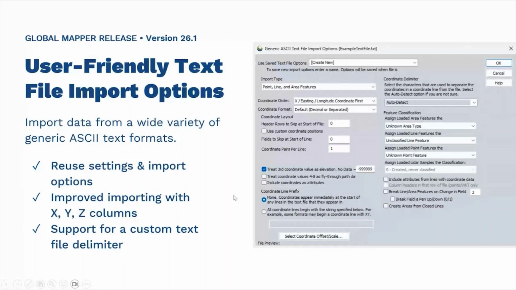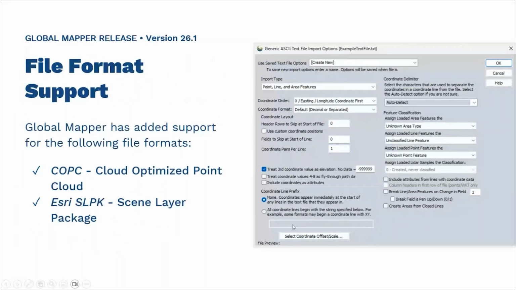So speaking of importing data, I don't have a live demo for this one, but we do have some expanded file format support in Global Mapper 26.1 here. As I mentioned, we support read and write for the cloud optimized point cloud format support, a specification of the LAZ 1.4 format, and then read format for Esri SLPK, or a scene layer package format.